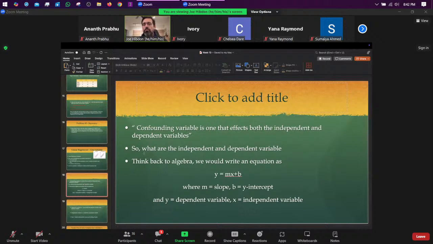So the question is, what are the independent and dependent variables? We're kind of harping back to algebra. For some of us, that was very long ago. I won't age myself; I think my gray in my beard does. But we can write an equation, y equals mx plus b. Does everybody remember that?